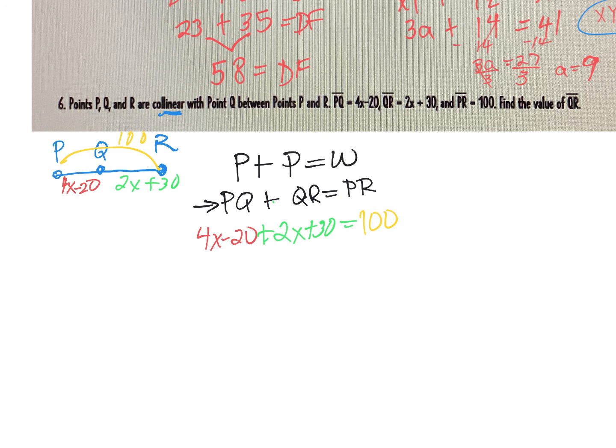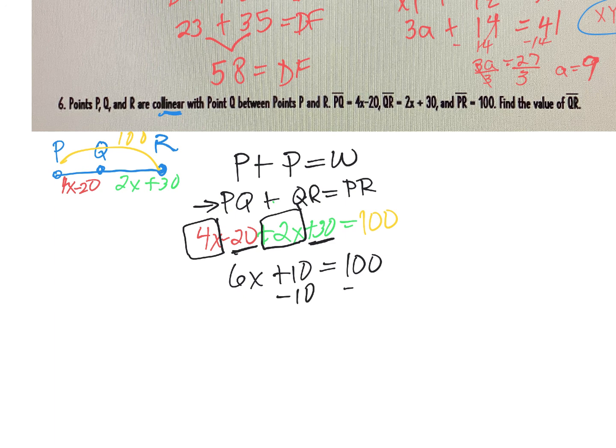Combine like terms. So we're going to combine our x's together. Don't forget your sign. That gives me 6x. And then I'm going to combine my numbers. I have a negative 20 and a positive 30, so that gives me a positive 10, because remember, you subtract them and keep the sign of the larger. Equals 100.